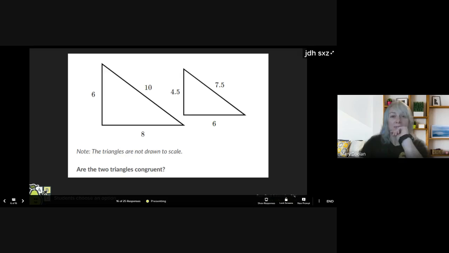We're up to 16 responses, 17 responses. Choose one. What do you think? Are they congruent? Remember, congruent means exactly the same size and shape. You need 6 more responses. 10 more seconds. 5 seconds. Pick one.